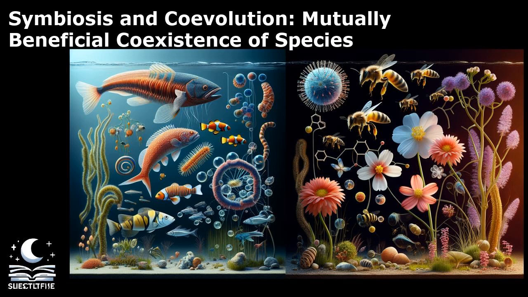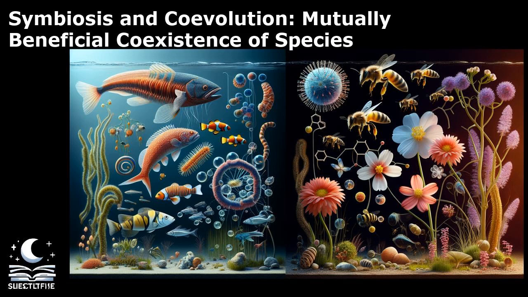In a different coevolutionary scenario, the relationship between cleaner fish and their clients showcases mutualistic coevolution. Cleaner fish feed on parasites and dead skin cells of larger fish, providing a cleaning service that benefits both parties. The larger fish benefit from parasite removal, while the cleaner fish receive a meal. This mutualistic coevolutionary relationship has led to the development of specific behaviors and signals that facilitate cooperation between the two species.